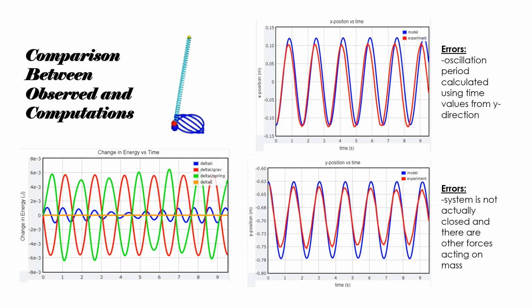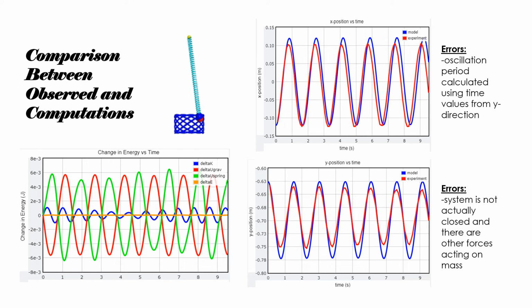When looking at the change in energy graph, you can see the changes in gravitational potential energy and spring potential energy oscillate with the same period as the position of the mass changes. When the spring potential energy increases, gravitational potential energy decreases, and vice versa. The change in kinetic energy is both positive and negative because the mass gains and loses kinetic energy, with the kinetic energy change being equal but opposite to the total change in potential energy. This means the sum of these energies always remains at zero.